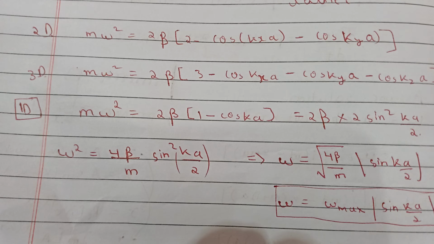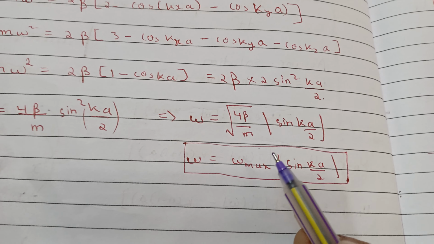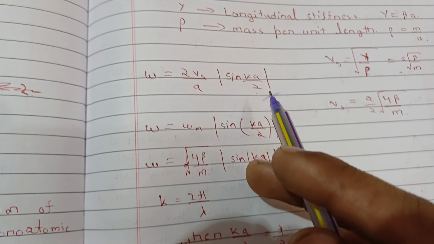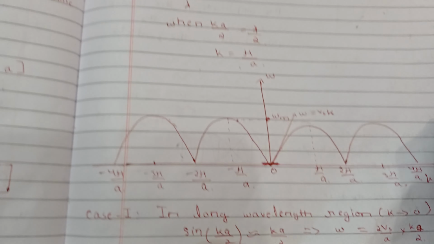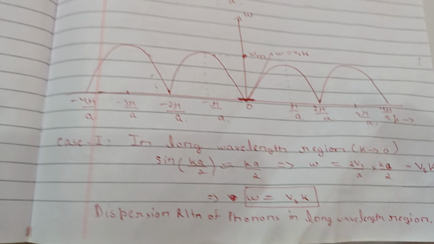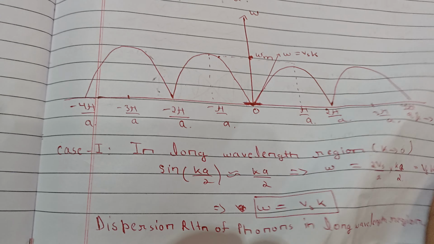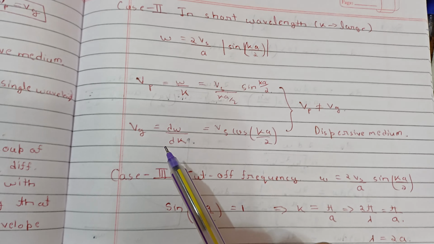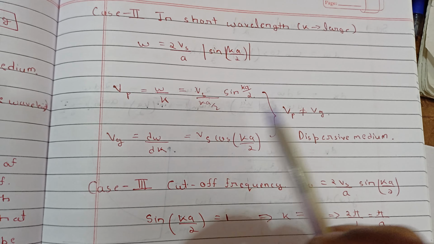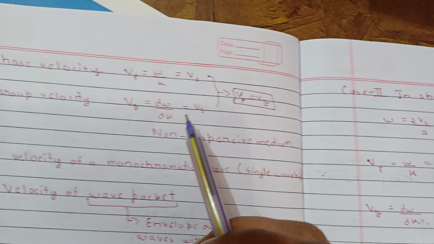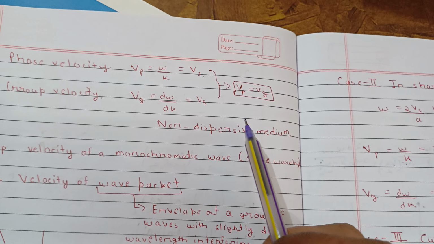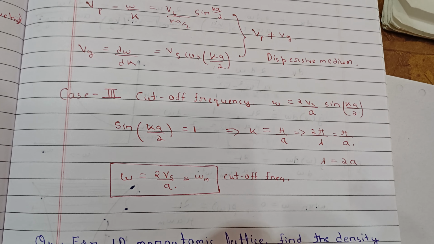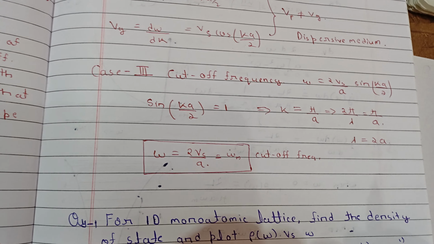This was the relation we got, and when we solved it more, we got the formula in the form of 2 Vs by a sine ka by 2. Then we took some cases: in the long wavelength region, k tends to 0, we found omega equal to Vsk. Then we took the short wavelength result and found that Vp and Vg were different, so we got a dispersive medium. For the long wavelength region, we got a non-dispersive medium because both were the same, Vp equal to Vg. And then we discussed the cutoff frequency, meaning the maximum frequency possible in a 1D monatomic lattice.